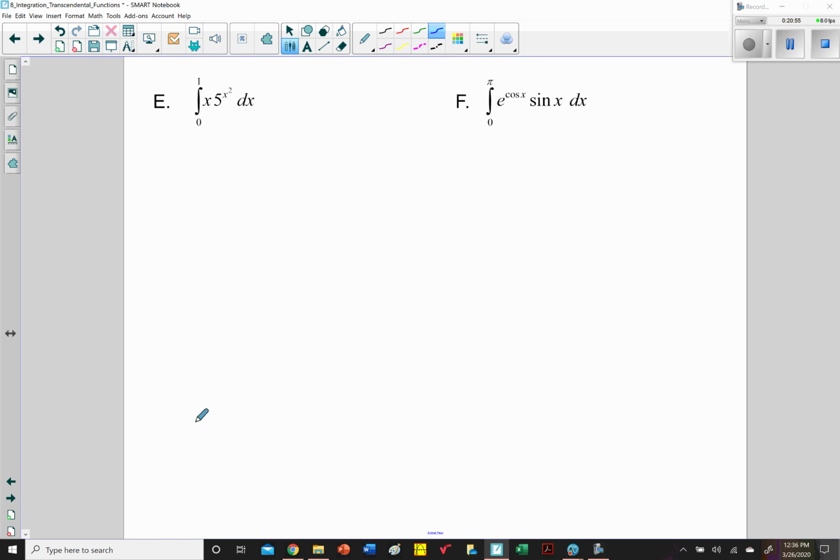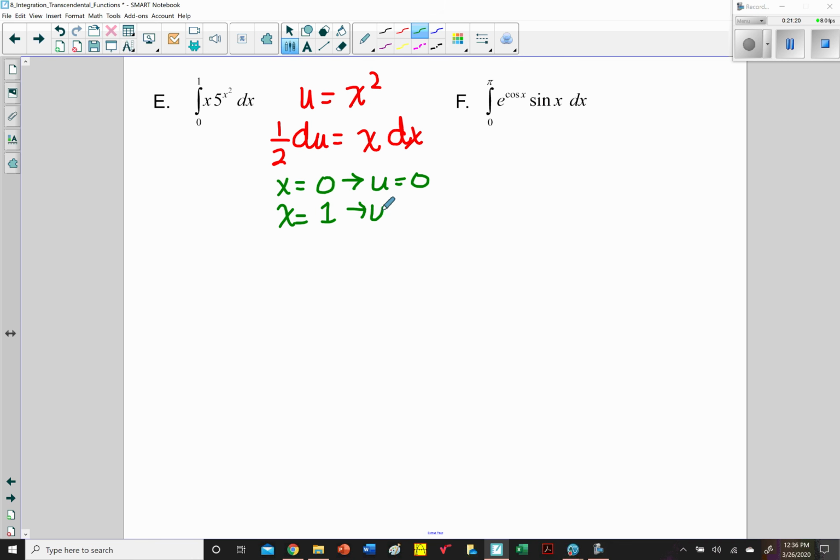And then e, we'll have u as x squared and du is 2x. So we're off by a 2. We have an x. When x is 0, u is 0. When x is 1, u is 1. That happens sometimes when the bounds don't change. So 0 to 1. We need a factor of a half in front.